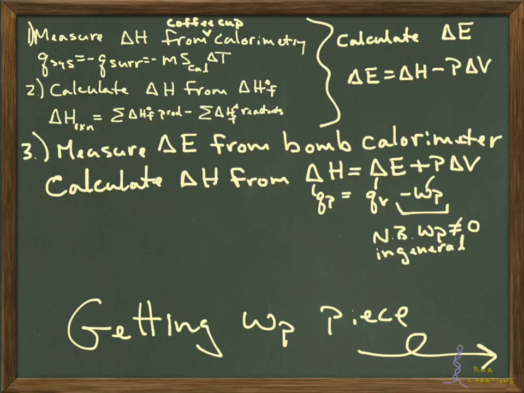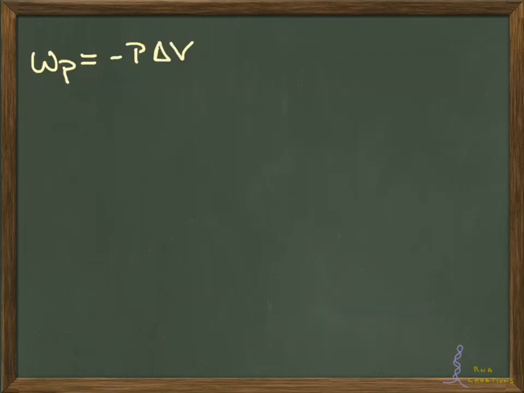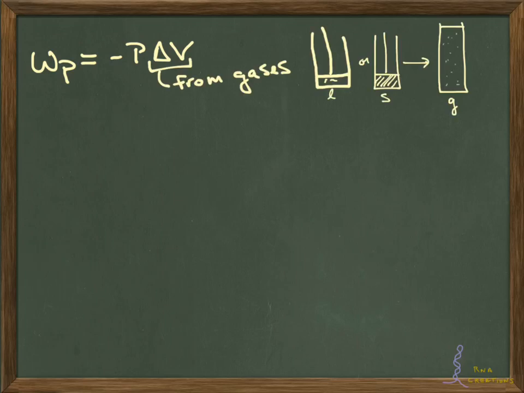Now that we've gone through this, let's consider several different ways of getting the W sub P piece of the equations. In general, W sub P is equal to minus P delta V, and this delta V is a change in the volume of the system, and it comes from gases. The reason is that gases have a much bigger volume than liquids or solids. So for example, if the volume of the liquid is, let's say, 1 mL, the volume of the solid is typically very close, also about 1 milliliter, but the volume of the gas is about 1,000 times bigger.